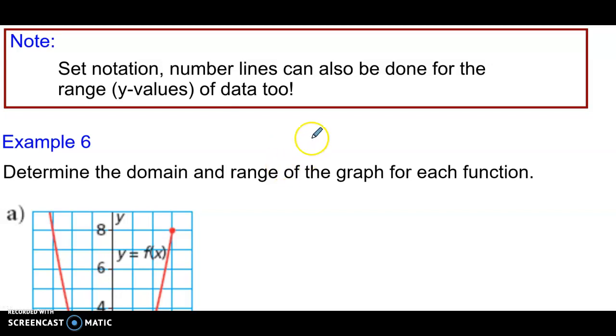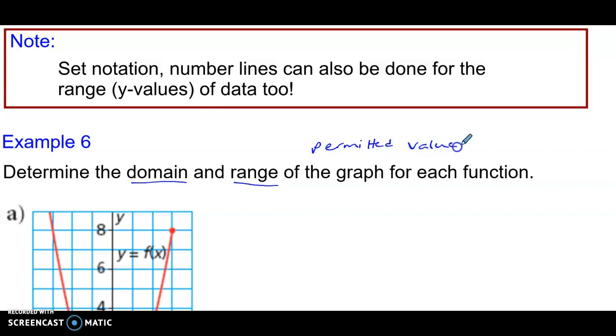For example 6, we're going to talk about a really important idea when we talk about graphs, whether it's in grade 10, 11, or 12. And it's the idea of writing a domain and a range. We're looking at permitted values. What counts in a graph and what doesn't.